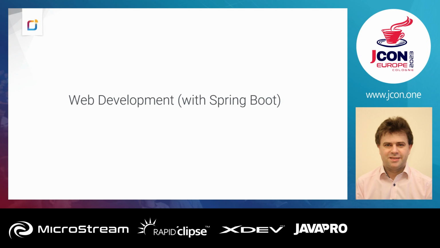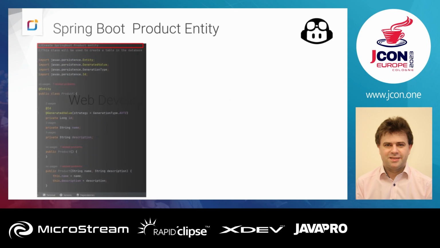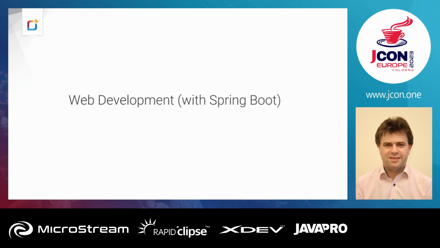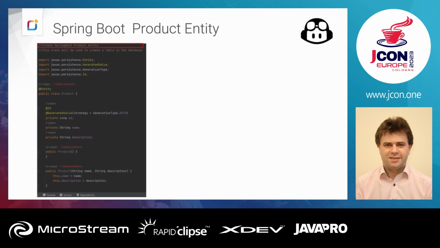Now let's move to the web development stuff with Spring to see what will be there. I wanted to generate a Spring Boot application where you save products more or less in the database, like a product entity. I generated the product class. It remained empty. I only added this text above, and the whole rest was more or less generated and given to me.